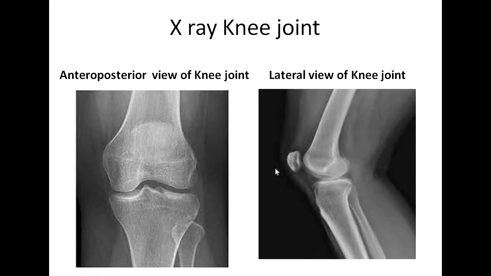Now the next X-ray is the X-ray of knee joint. The first one is antero-posterior view of knee joint, while the second one is lateral view of knee joint. In the lateral view you can see the patella very well, as well as other than bones you can see the soft tissue shadows.